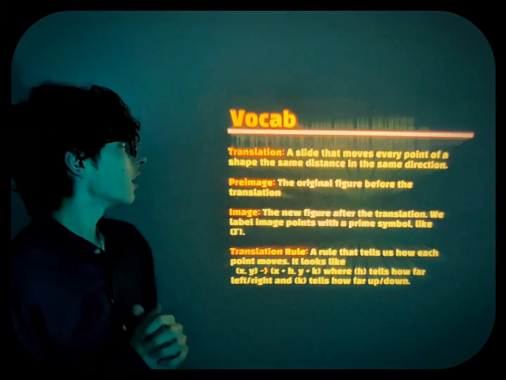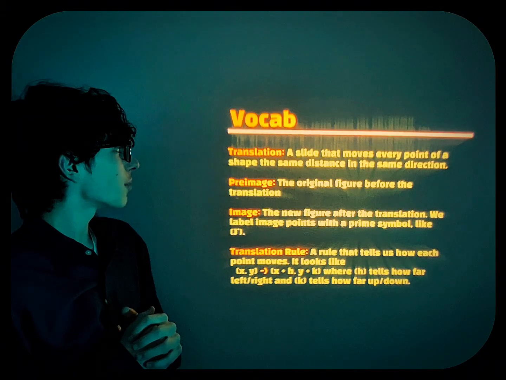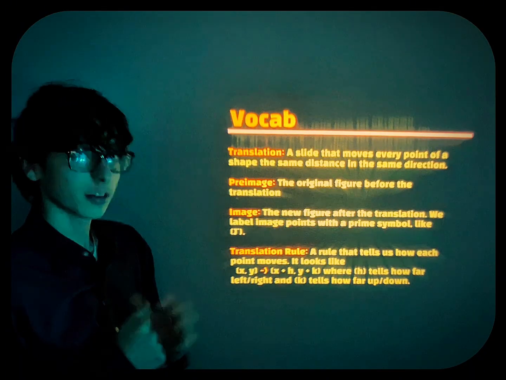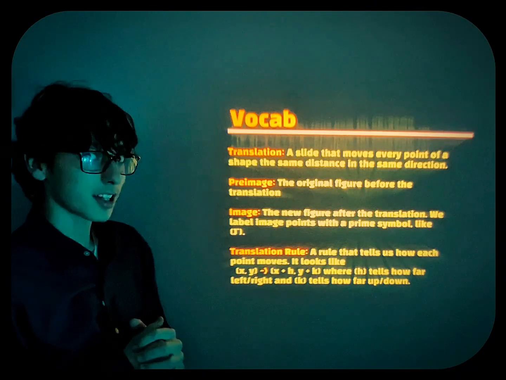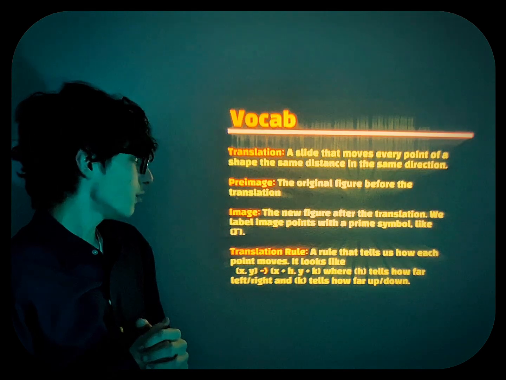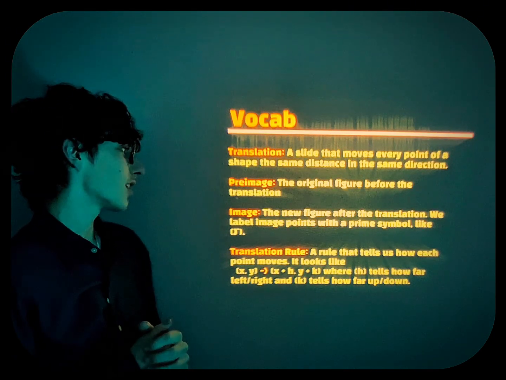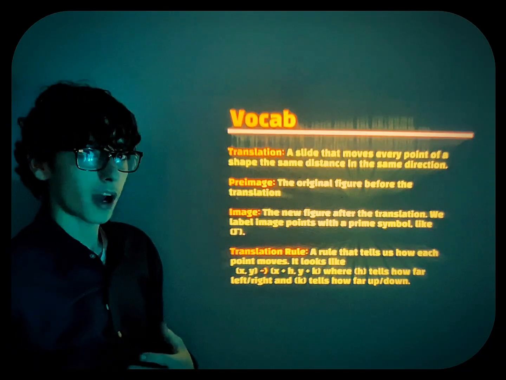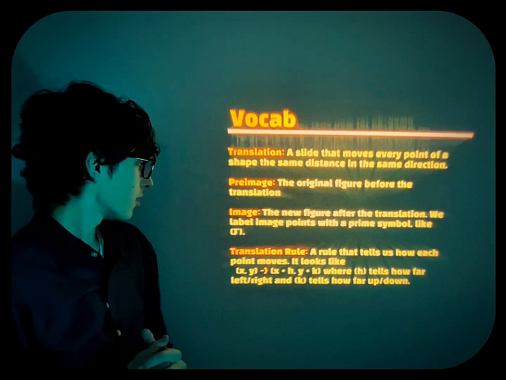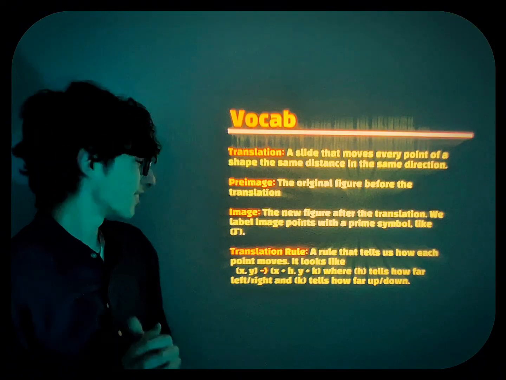Now that you know what a translation is, it's time to get some important vocab in. A translation is a slide that moves every point of a shape the same distance in the same direction. You might want to write this down. The pre-image is the original figure before the translation. The image is the new figure after the translation. We label image points with a prime symbol, like J prime. It kind of looks like a little comma, not an apostrophe, and that's how you can remember it.